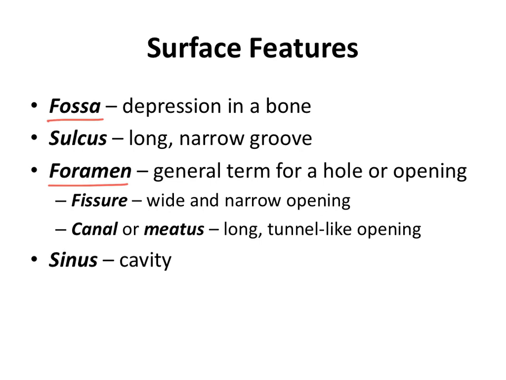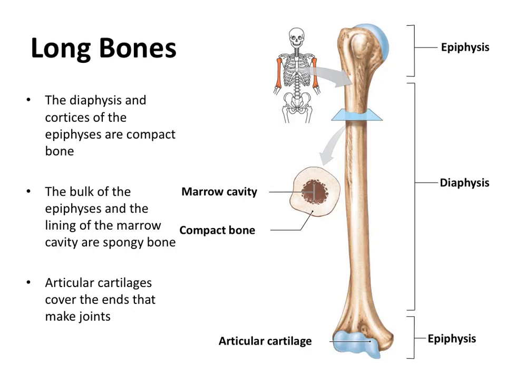And actually that can be true of many of these other terms. They don't necessarily have to be bone. If you have a hole in another structure, it might be called a foramen. Finally, the term sinus is a cavity or a space. And there are a few sinuses related to the skeletal system, the paranasal sinuses that open up into a few bones. But we're, again, going to see that term for a lot of different structures.